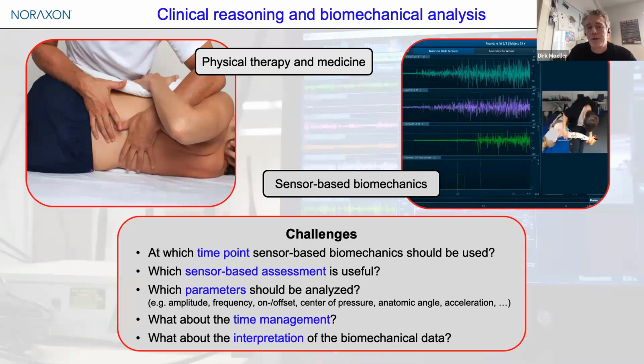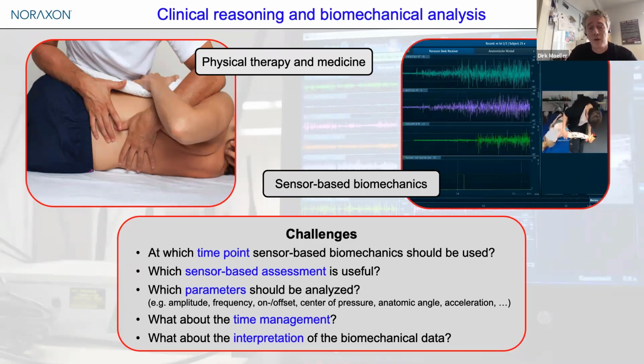The same with the parameters. Which parameter should be analyzed? We have a lot of parameters, as you see here as an example: amplitude, frequency, onset, offset, center of pressure, whatever. But do we need it for the treatment of the patient to get more information, or is it more relevant to have this one or maybe two parameters that support our hypothesis? That maybe is more useful.